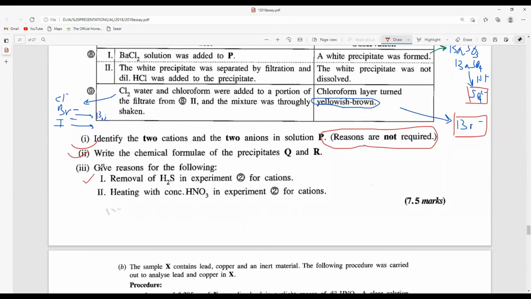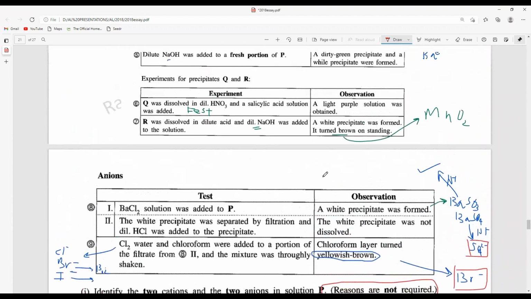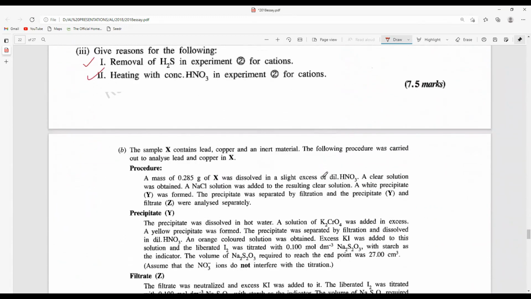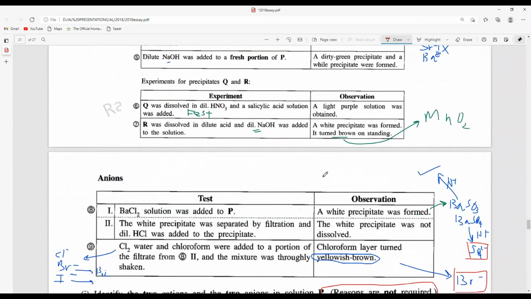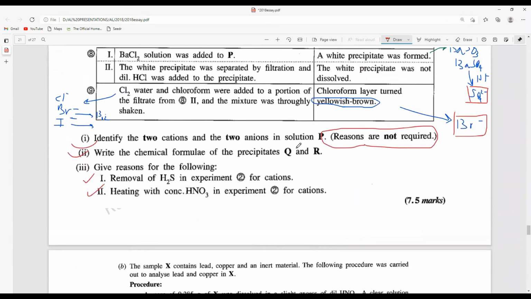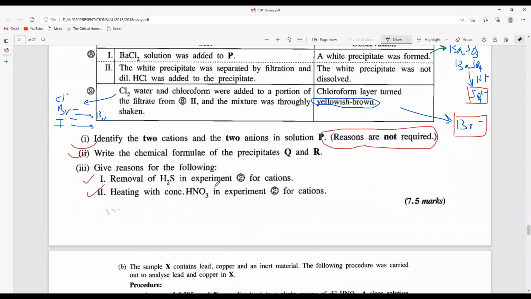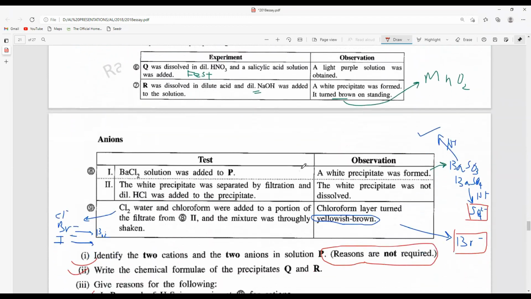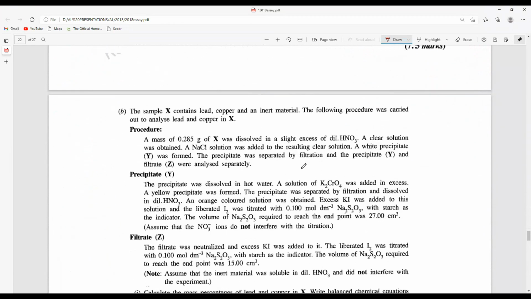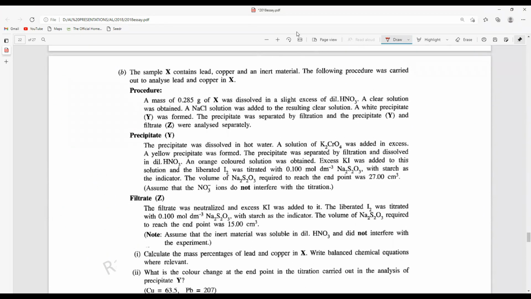Okay, so this is also done. Right, so we have to move then to part B. So you see, this is a very, very simple question, right? Even the questions are very, very small. You just need to go through the observation to get the cations and anions. So we have to move to part B. So what is in there?